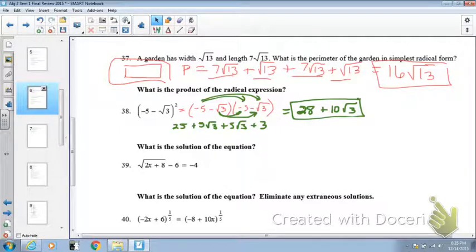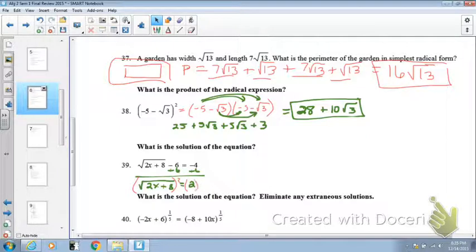Okay, number 39. What is the solution of the equation? So we're going to have to do a little solving. Here we want to get the radical by itself, so I'm going to add 6 to both sides. And I end up with the square root of 2x plus 8 equals 2. And I want to get rid of that radical. I'm going to do that by squaring both sides.